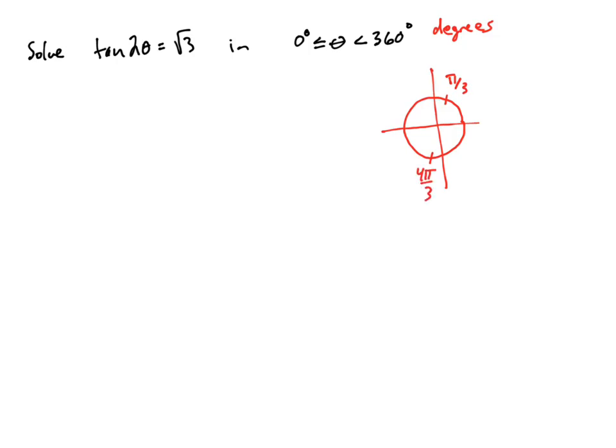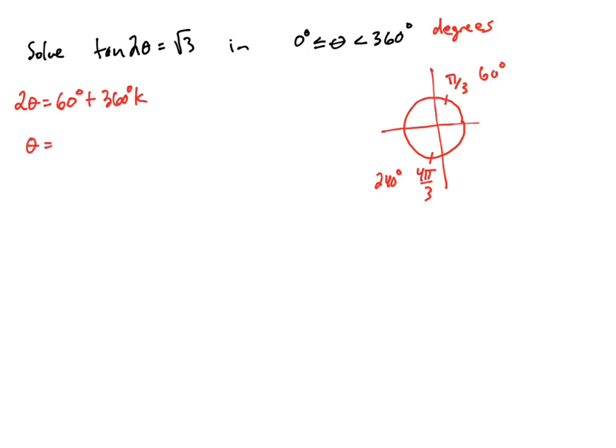So what we're going to do is say 2 theta is equal to pi over 3. Oops, we want to be in degrees. So we want these measured in degrees: 60 degrees, and then this angle down here is 240 degrees. So instead of writing pi over 3, we're going to write 60 degrees, and then I'm going to add 360 degrees times k. Okay, so divide both sides by 2.